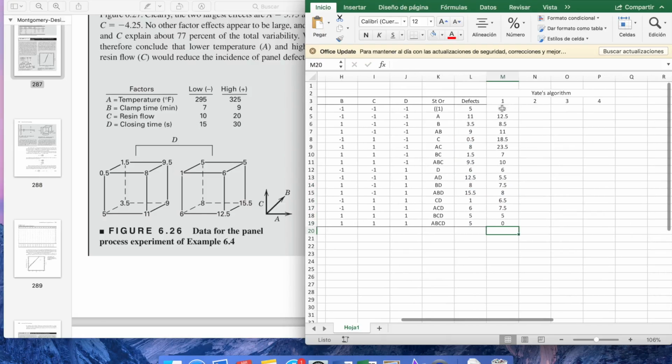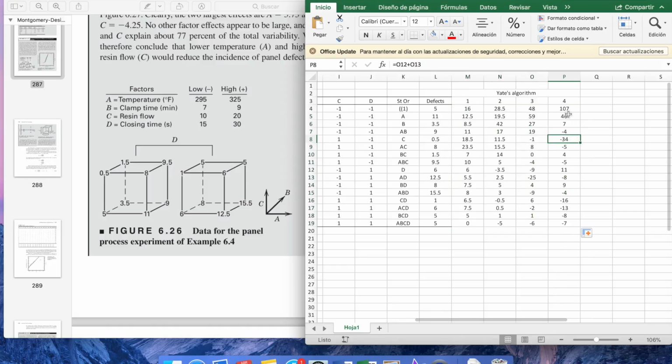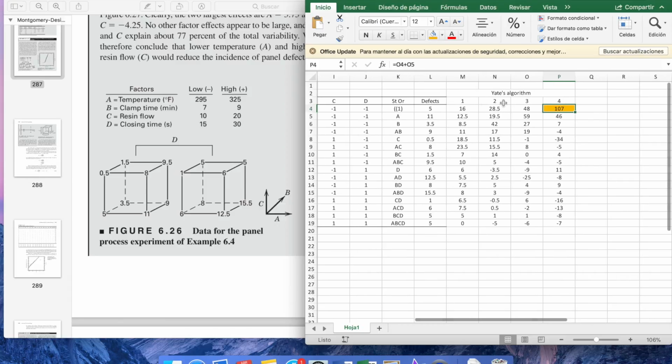It is important to know in Yates' algorithm that you have to do it as many times as letters you have. We have A, B, C, D, so we are going to do it 4 times. And then the 107 that is under the fourth is going to be the grand total. It is important to keep that in mind.